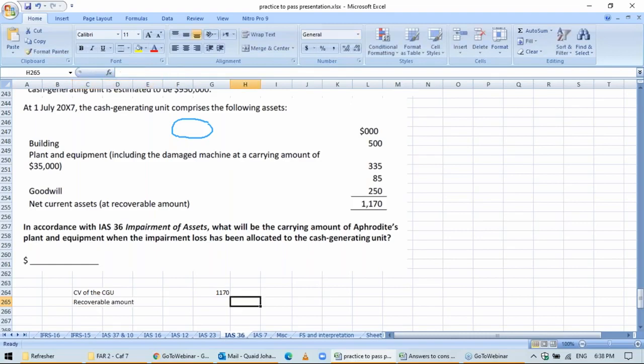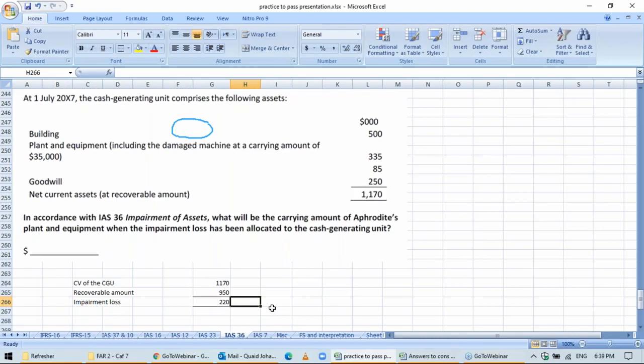Recoverable amount is the higher of fair value less cost to sell and value in use. But over here they have given 950,000. So the asset is overstated by how much? This is the impairment loss. So I have to reduce the value of the cash generating unit by 220,000. So there is a 220,000 impairment loss.